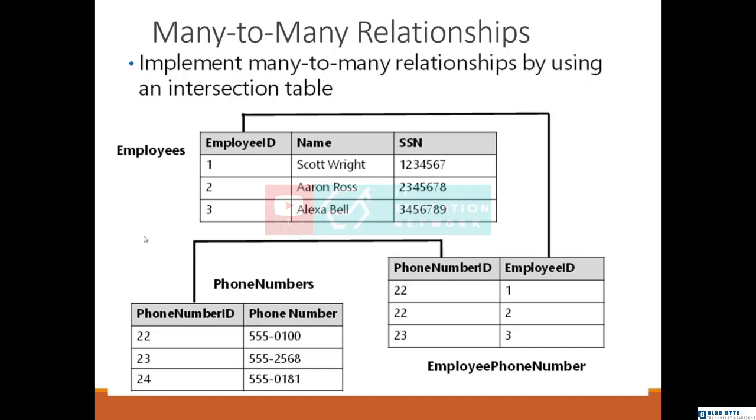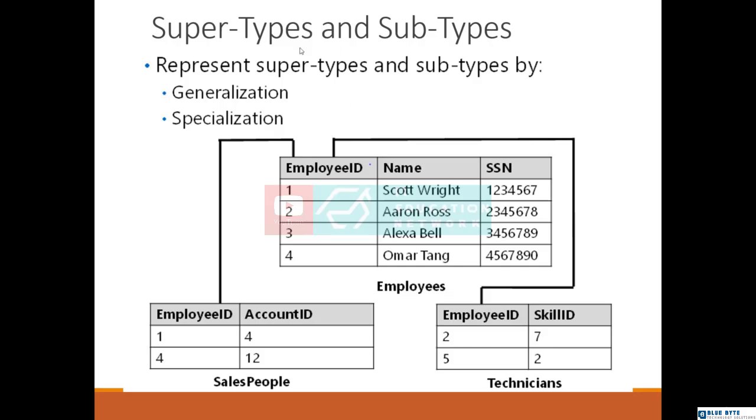Another definition for relationship is supertypes and subtypes. With this one, assume the following scenario. We have an employee who has two skills. That's why his employee ID is going to appear in two different tables, for the salespeople and technicians. This kind of design we call supertype and subtypes. A supertype's information is going to appear in the subtype tables.